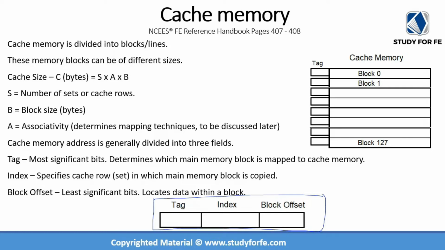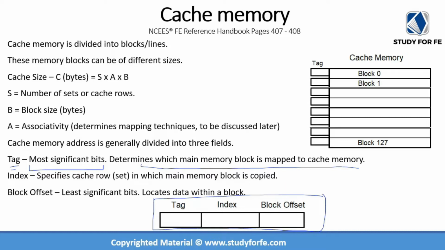But the first part is called the tag. These are the tag bits. These are the most significant bits, and they appear on the leftmost side of the address. So they're the most significant bits, and they basically determine which main memory block is being mapped to the cache memory.